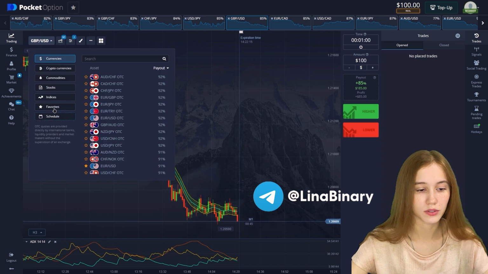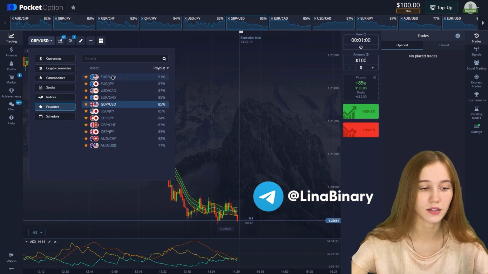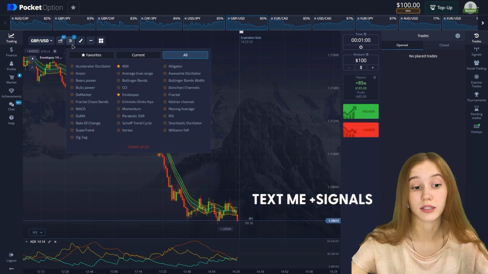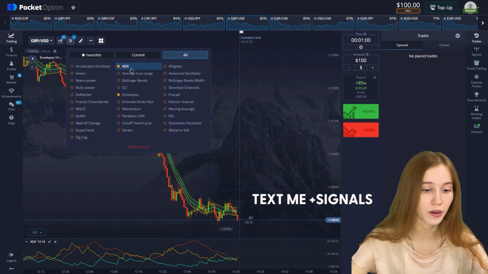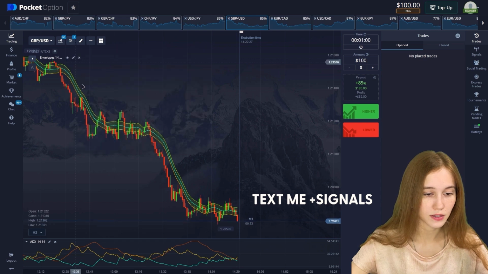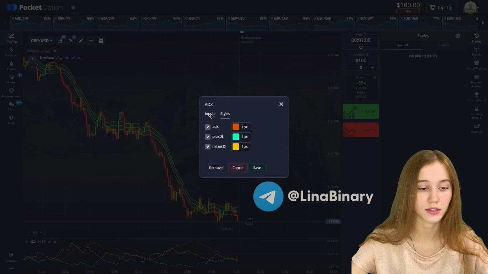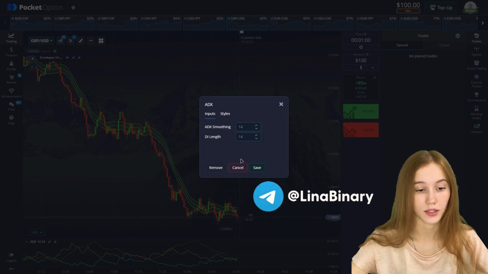So we'll also use two necessary indicators today. These are ADX and levels. Let me tell you a little about these indicators. I'll start with the first one. Here are the settings for this indicator. ADX, let me tell you how it works.